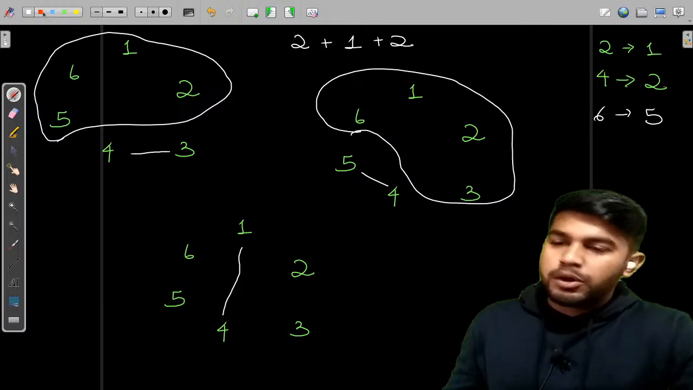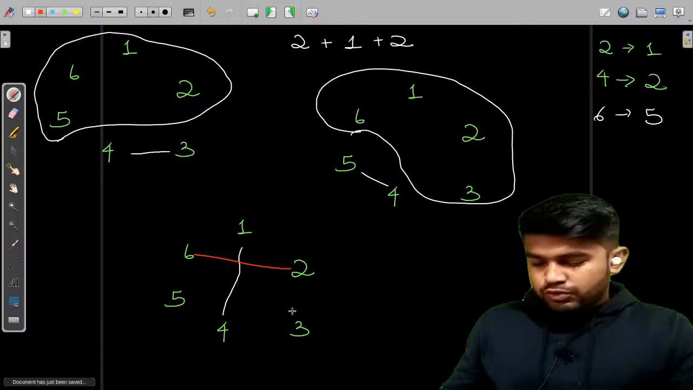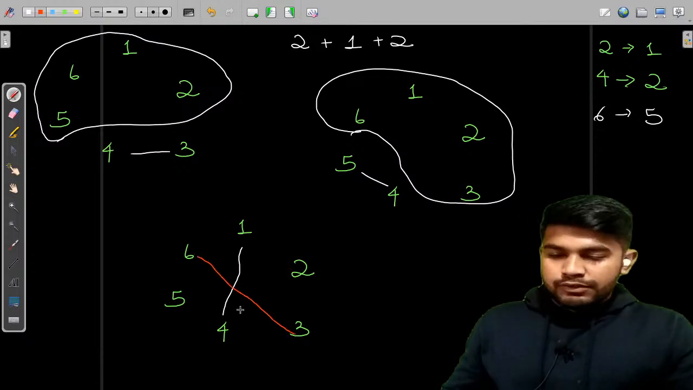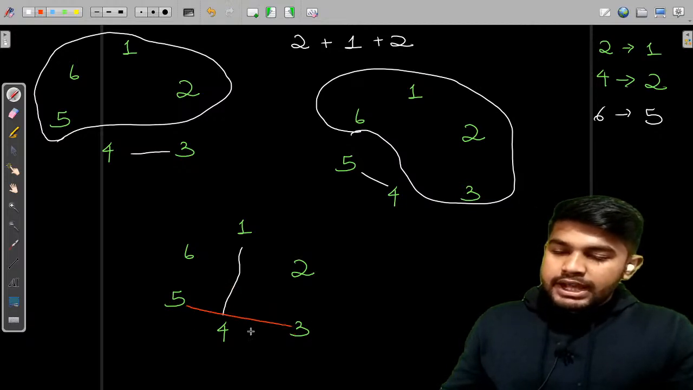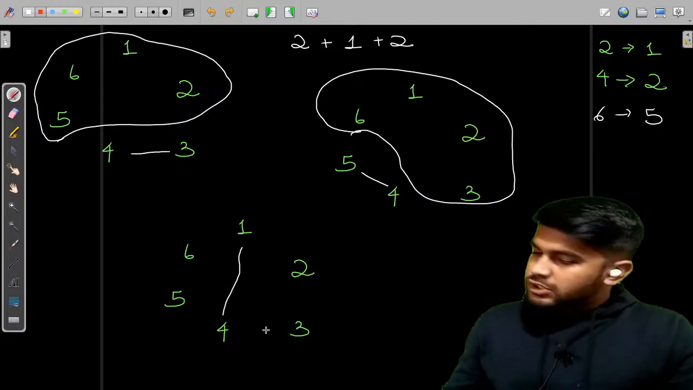Okay, let's draw it. If 2 forms a handshake with 6, it is forming a cross. This is not possible. 3 forming a handshake with 6 is also not possible. 3 forming a handshake with 5 is also not possible. 2 forming a handshake with 5 is also not possible.